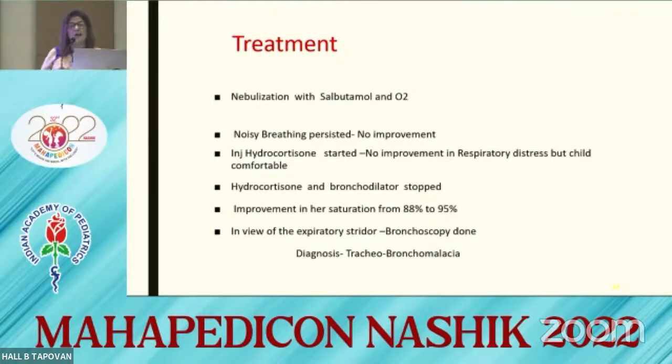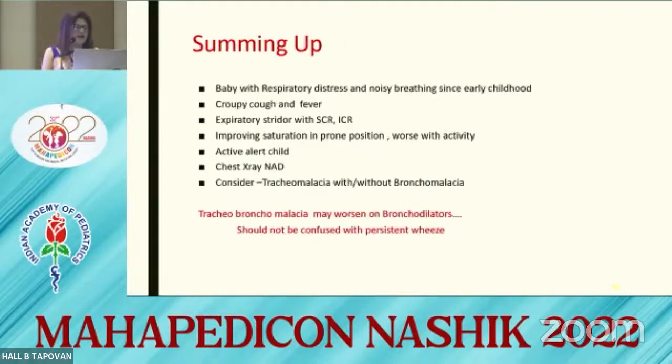So you are right in thinking of laryngomalacia, but laryngomalacia would have more of an inspiratory stridor. This child had an expiratory stridor. If you remember my first image, which I showed you, expiratory, think of infraglottic, going into the airways, lower down in the trachea, or the airways, which would manifest with an expiratory stridor. So babies with the respiratory distress and noisy breathing since early childhood need to be looked into, and expiratory stridor with subcostal intercostal retraction, improving with proning, normal X-ray, we need to consider tracheomalacia with or without a bronchomalacia. If you have a bronchomalacia, you'll have more of a wheeze. If you have tracheomalacia, you'll have more of an expiratory stridor.